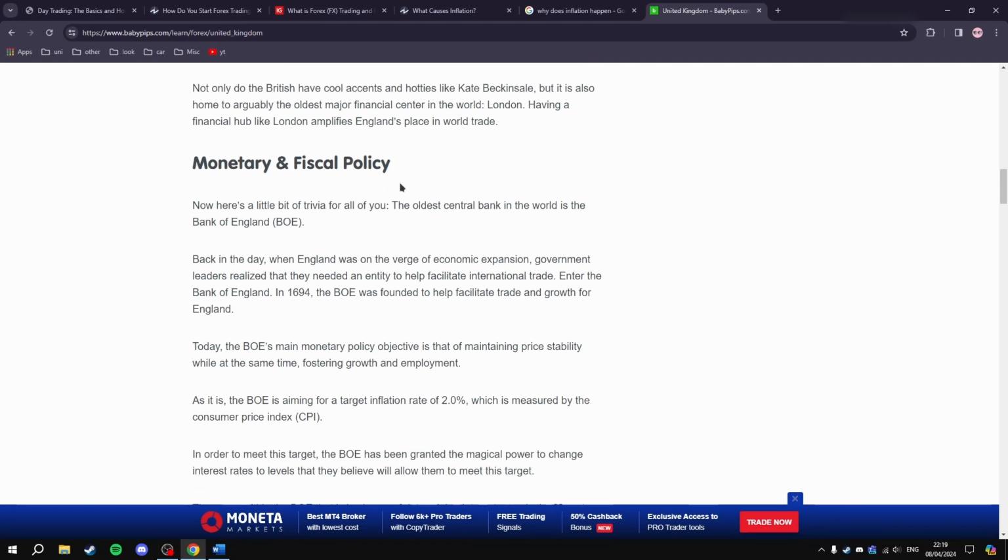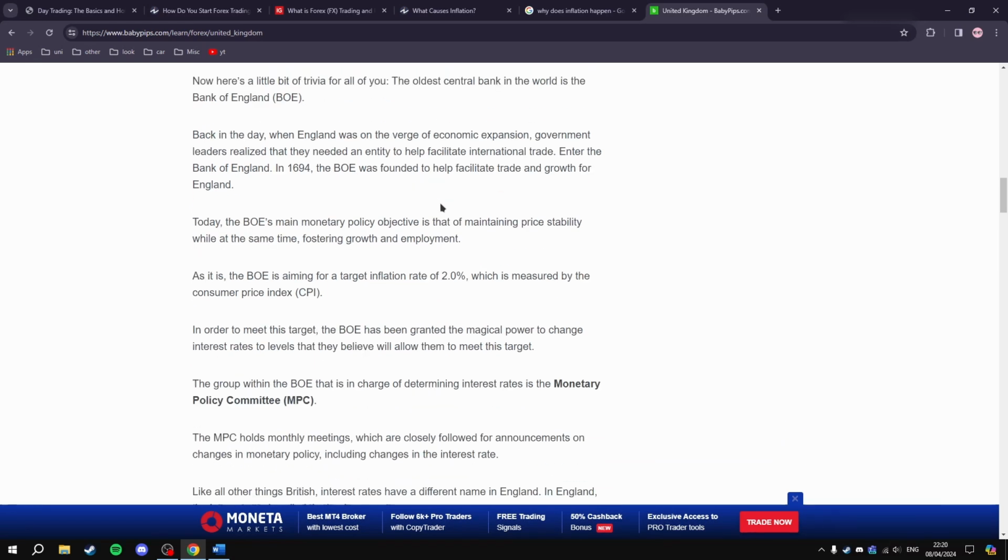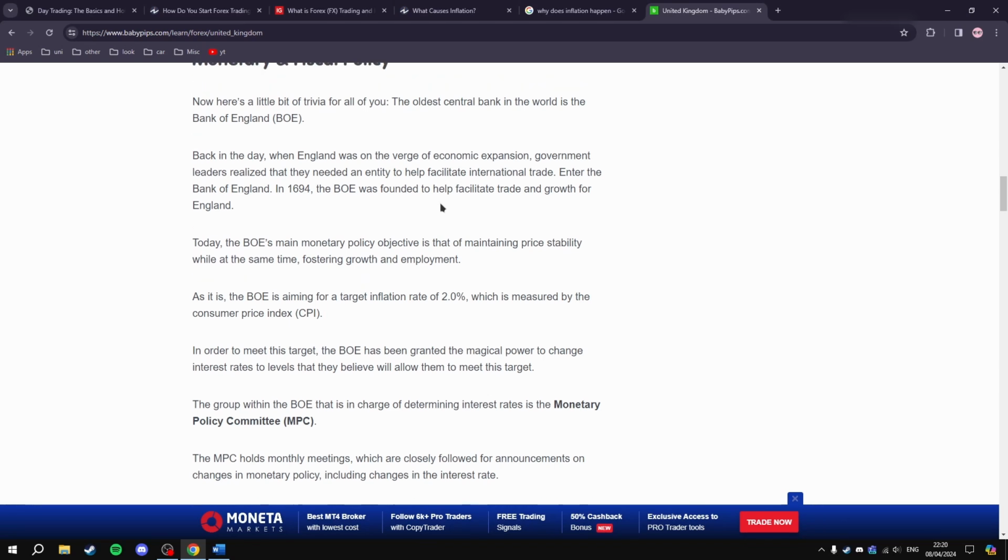Monetary and fiscal policy. Now here's a little bit of trivia for all of you. The oldest central bank in the world is the Bank of England. Back in the day when England was on the verge of economic expansion, government leaders realised that they needed an entity to help facilitate international trade. Enter the Bank of England. In 1694, the Bank of England was founded to help facilitate trade and growth for England. Today, the Bank of England's main monetary policy objective is that of maintaining price stability while at the same time fostering growth and employment.